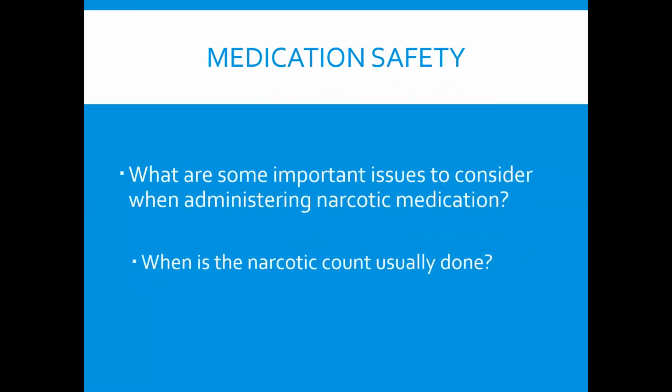What are some important issues to consider when administering narcotic medication? And when is the narcotic count usually done? So, double lock and key, right, for important issues to consider. Wasting needs to be done with 2 people, 2 licensed professionals, preferably. Know how and where it needs to be wasted, and make sure you're documenting appropriately, okay, because it always needs to be documented somehow. The narcotic count is usually done at change of shift. And if you're using a Pyxis or an Omnicell or some sort of machine, it will do it continuously when the medication is pulled.